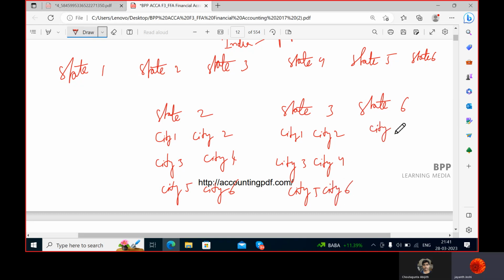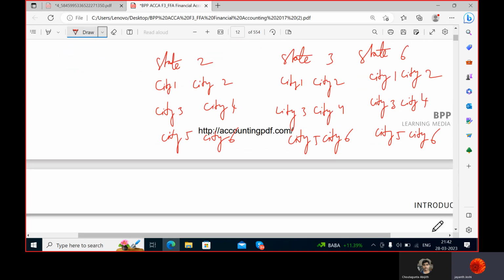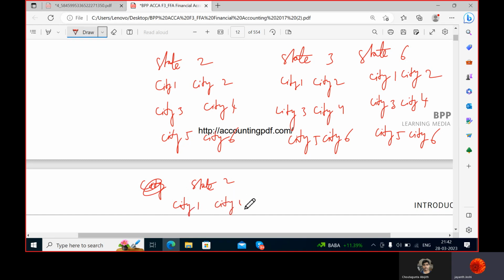Again here, City 1, City 2, City 3, City 4, City 5, City 6. Now again these cities we will divide into more clusters. Under state 2, we will take only city 1 and city 4. In state 3, we will take city 2 and city 6. In state 6, we will take city 3 and city 5.